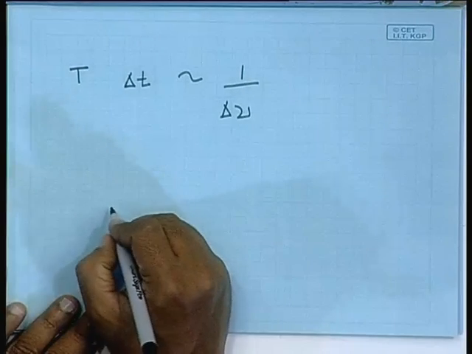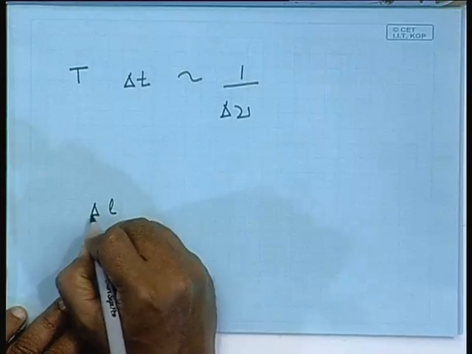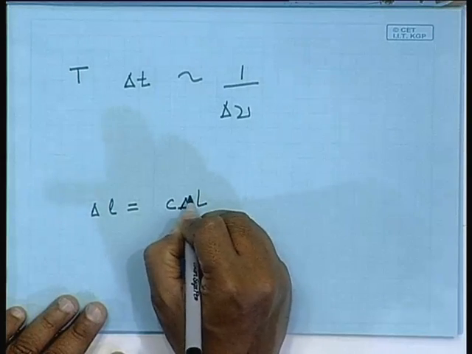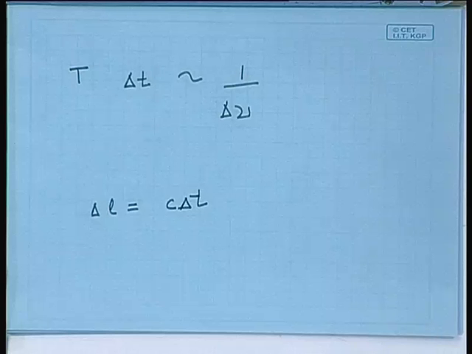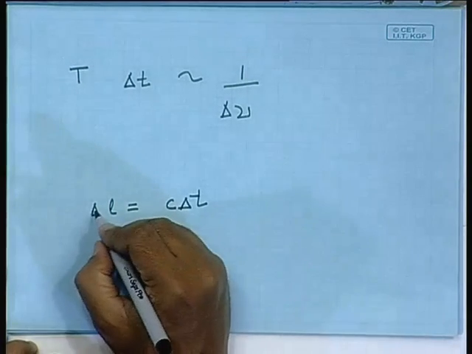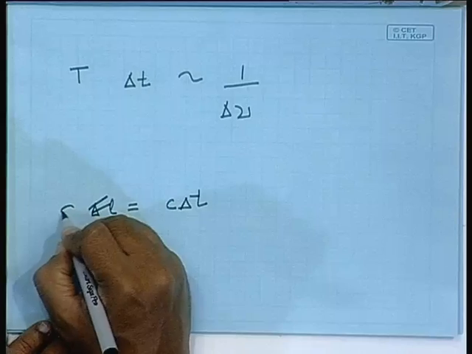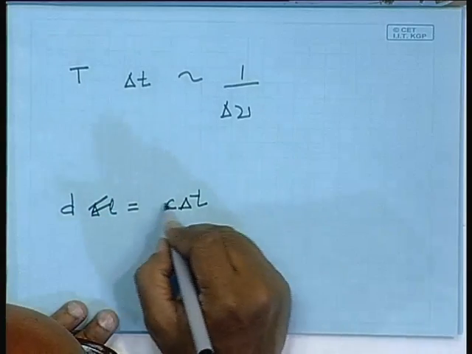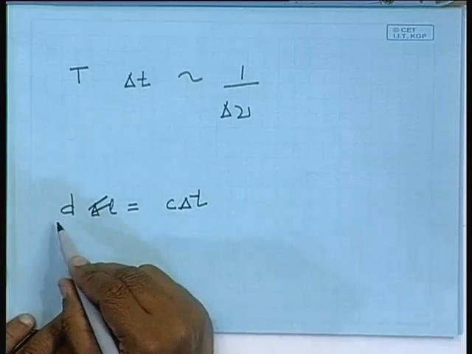And we can also convert this to the coherence length. The length delta L, which is c into delta t, is the displacement that you have to give to one of the mirrors. So in this case it is going to be d. Corresponding to the coherence time, I have the coherence length.